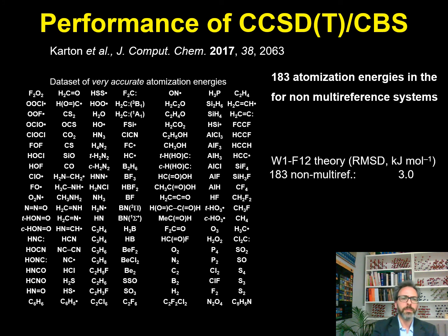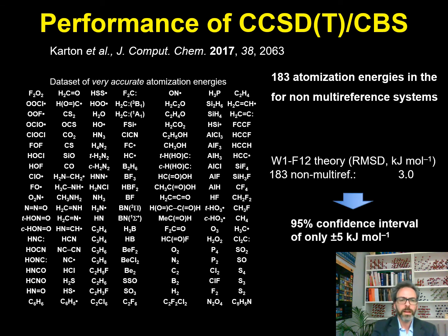For this database, W1 theory attains a root mean square deviation of 3 kilojoules per mole, which implies a 95% confidence interval of about 5 kilojoules per mole. This means that the error bar that we can attach to any total atomization energy that we calculate with W1 theory is plus or minus 5 kilojoules per mole.